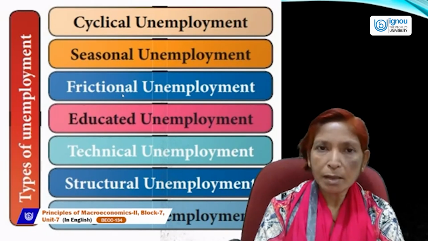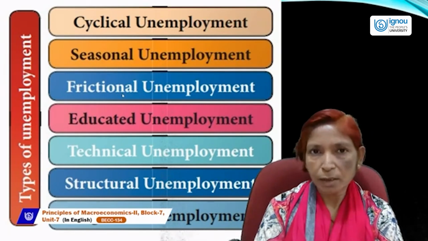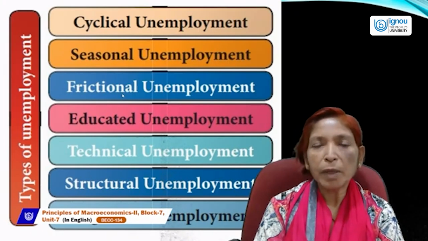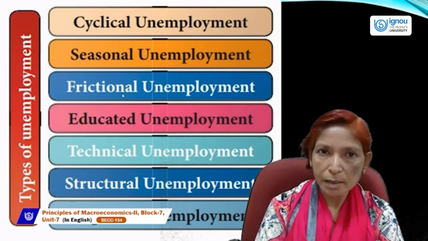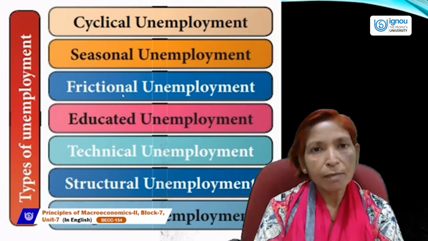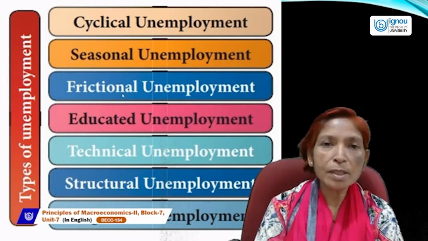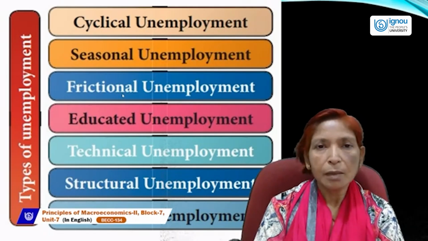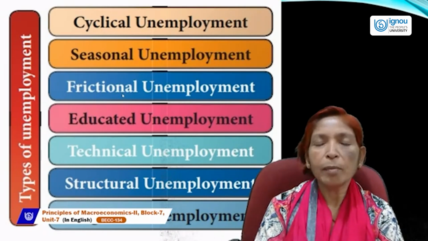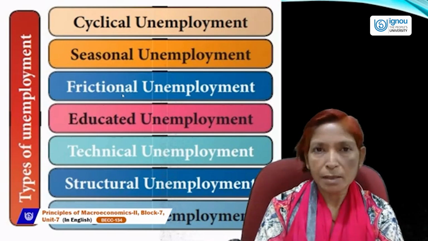Cyclical unemployment occurs due to recession or depression. In a boom situation, when aggregate demand is more than aggregate supply, people will get employment opportunities. Because if demand is more than supply, producers will be encouraged to produce more goods and services. And when producers produce more goods, investment will increase, production will increase, employment opportunities will be generated, and the unemployment problem will be solved.